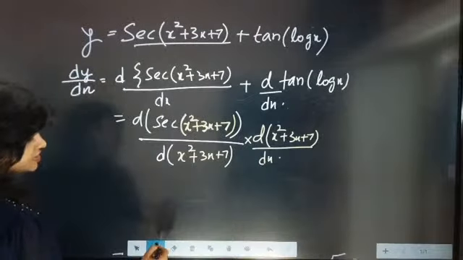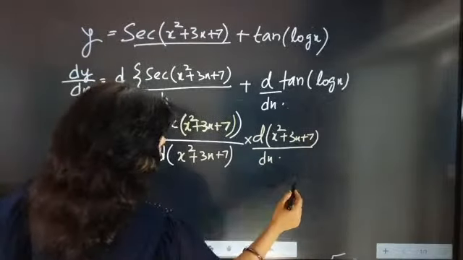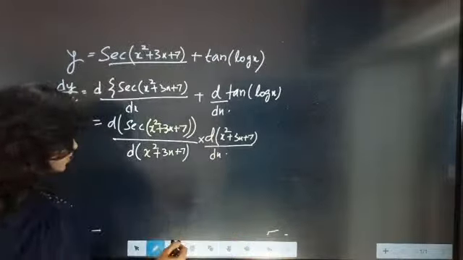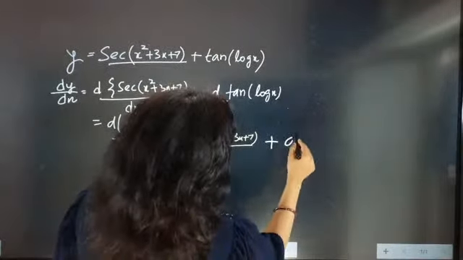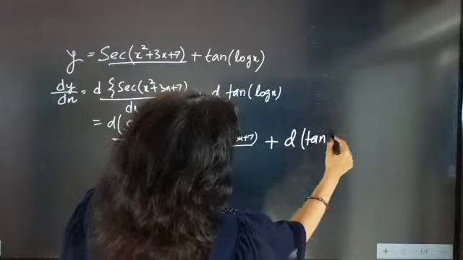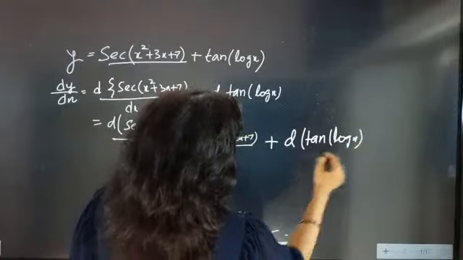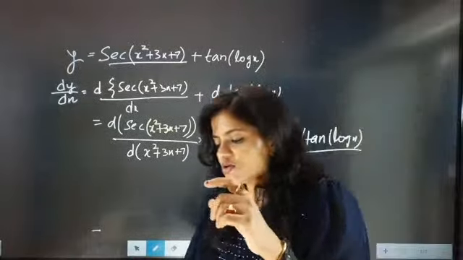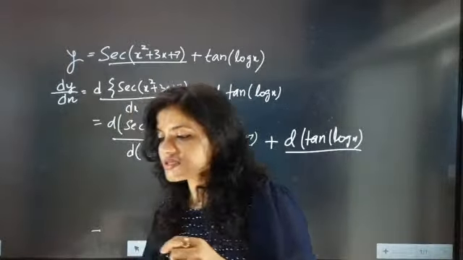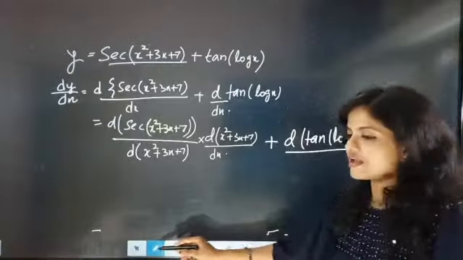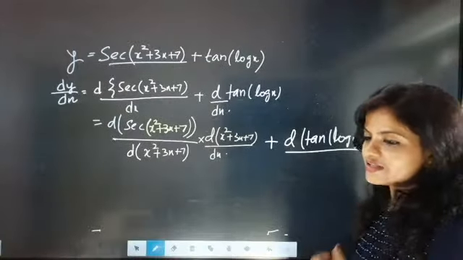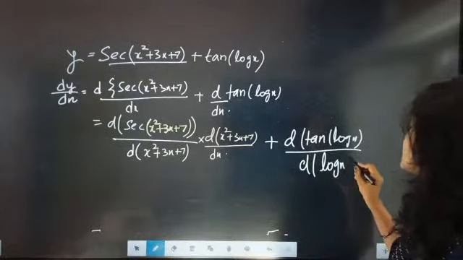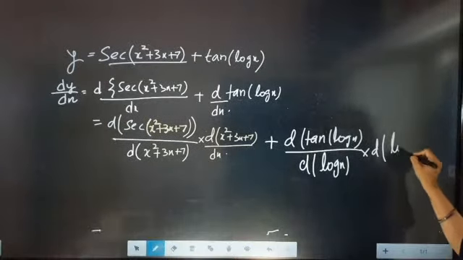So now next is tan, we are going to use. So here d of tan of log x. So this time what is inside tan? Inside tan is log x. So since inside tan is log x, here it will become d of log x into d of log x by dx.